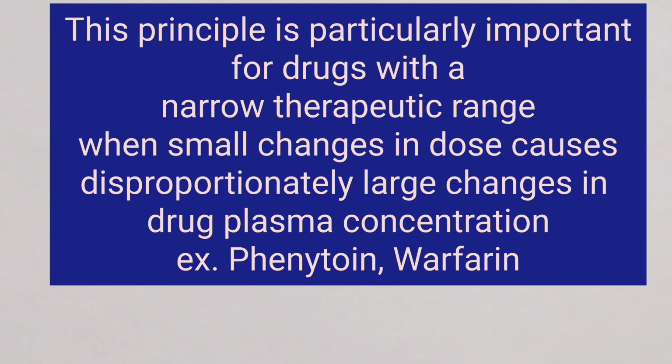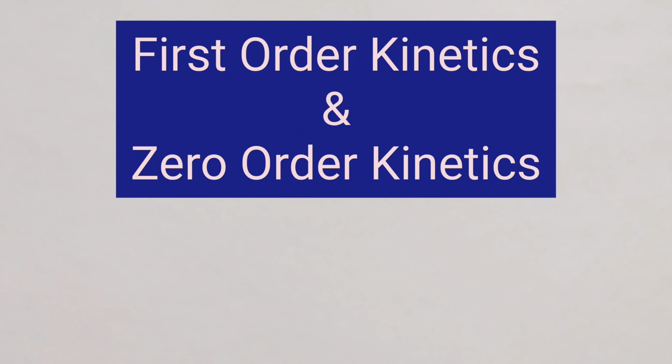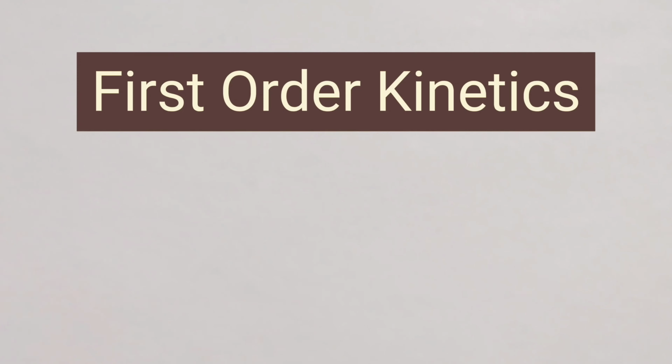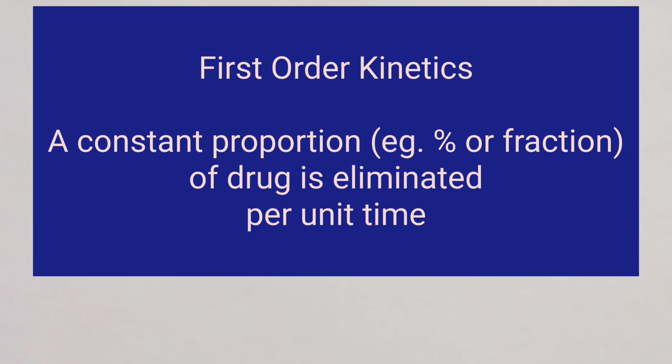So now that we have an understanding of clearance and half-life, we now shift our attention to the different types of kinetics, the first order and zero order kinetics, the difference between the two kinetics and the clinical relevance. So what is first order kinetics? In first order kinetics, a constant proportion, for example, a percentage or a fraction of drug is eliminated per unit time.